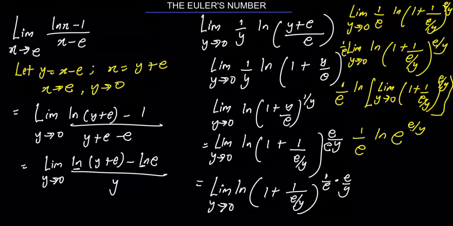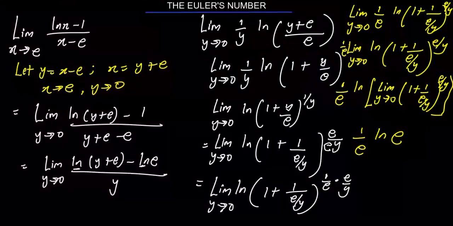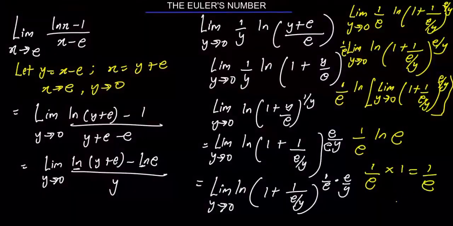So looking at what I'm having here, ln e only, please, ln e. What is ln e? Ln e is equal to 1. So I have 1 over e times 1, and my answer is 1 over e, or you see your answer as e raised to power minus 1. So that is how to solve the question.